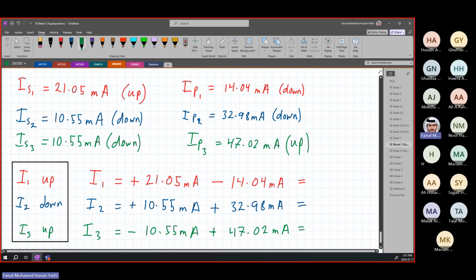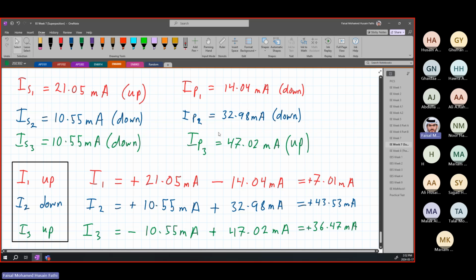Any questions about superposition so far, while I just do the calculations real quick? This is going to be 7.01 milliamps, plus 32.98 plus 10.55, which is 43.53 milliamps. And this is going to be 47.02 minus 10.55, which is 36.47 milliamps.